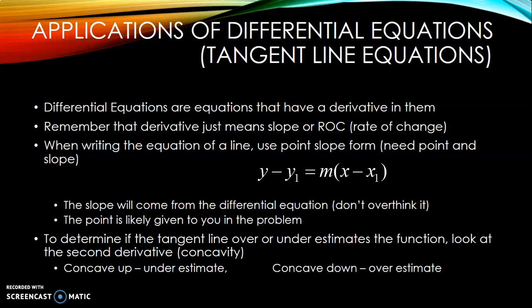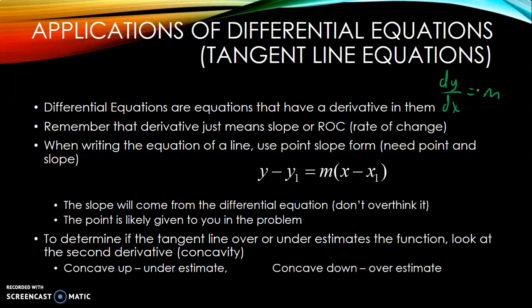Now, if you're ever asked to write the equation of a line or the equation of a tangent line, you should always be using point slope form. So y minus y1 equals m times x minus x1. On this type of problem, they will likely give you the point. So they'll give you x1 and y1. You'll have to figure it out sometimes, but usually they'll give it to you. And then the slope is going to come from the differential equation. So whatever dy dx is equal to, that is your slope. Those mean the same thing.